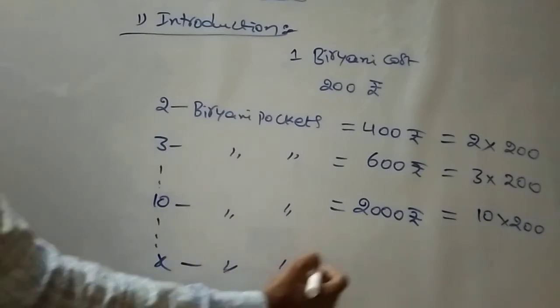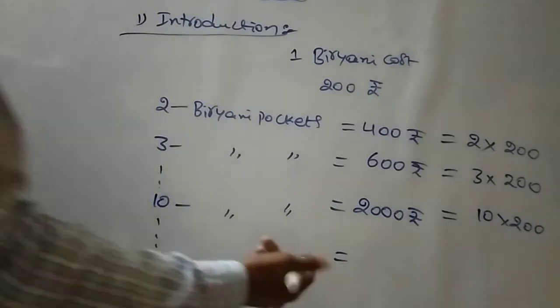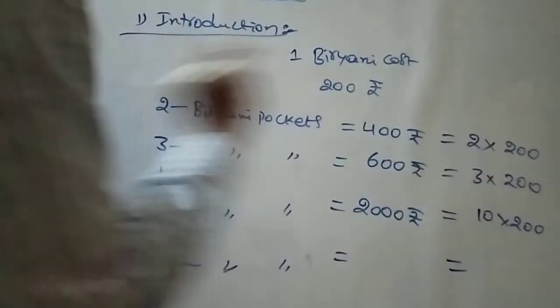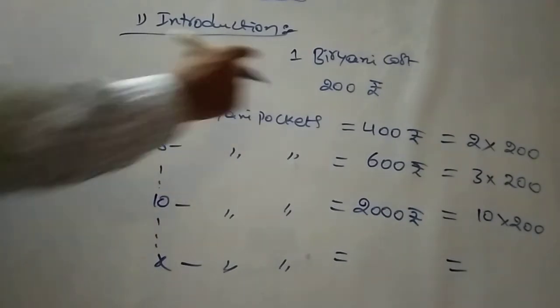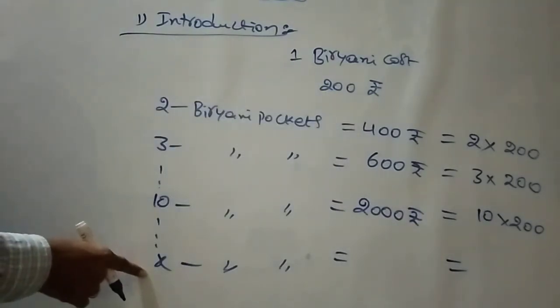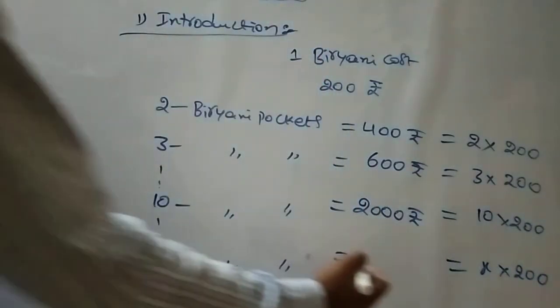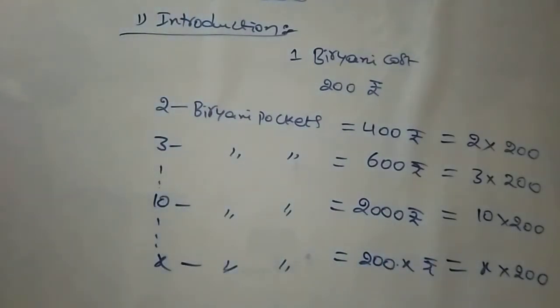We don't know X. Here we don't know X. What is the number? How much do you need to pay? By observing all this, you are multiplying the number of biryani packets into the cost of each packet. How many packets here? X into 200. That is simply you can write 200 into X rupees.